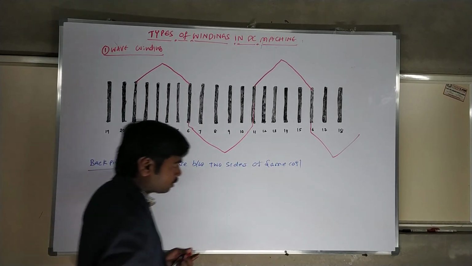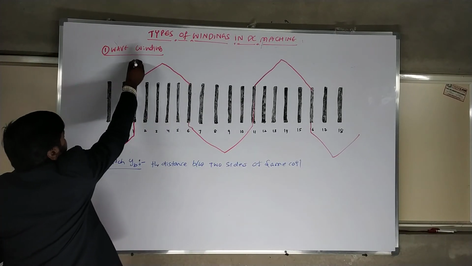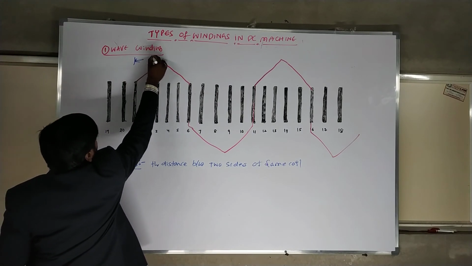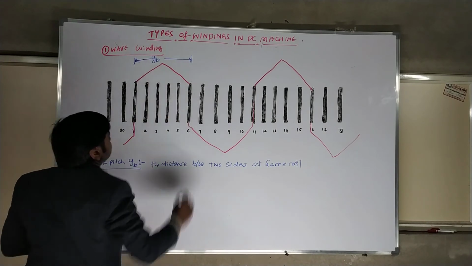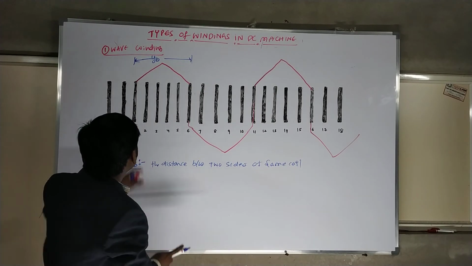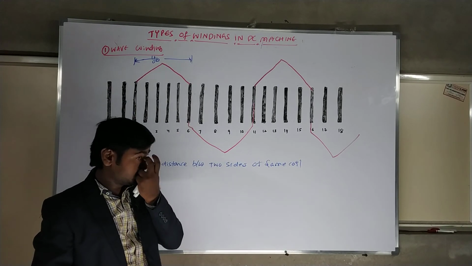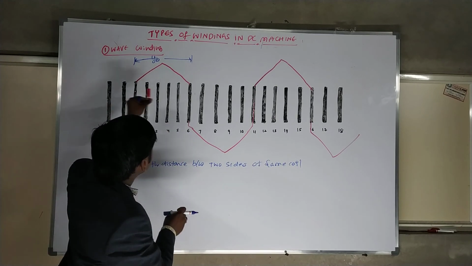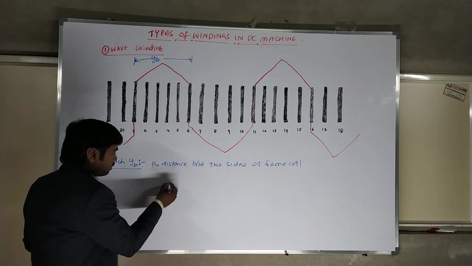To understand very clearly, I will draw where the back pitch is. The distance between here and here, this is the back pitch. For those who want the fundamentals, I'll recall one thing. These are all called slots. There are 20 slots. In each slot we can place conductors like this. Conductors means winding. That's very clear. This is one slot.